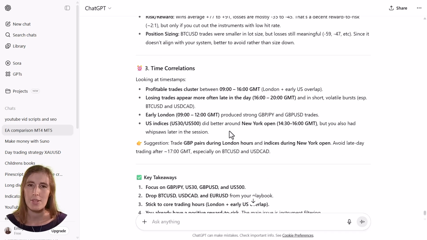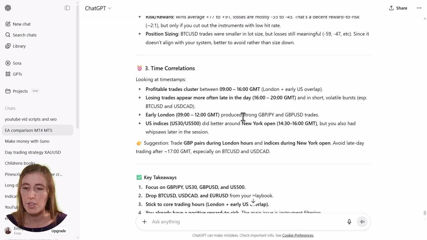Now, timestamps, this is what I'm kind of interested in. Profitable trades cluster between 9 and 4 GMT, which is what I was aiming for with the code. Losing trades appear more often late in the day between 4 and 8. Well, technically my bot shouldn't be trading then, so that's something I need to check to make sure the bot is actually working correctly, because I have coded this so that it only trades between 9 and 4.